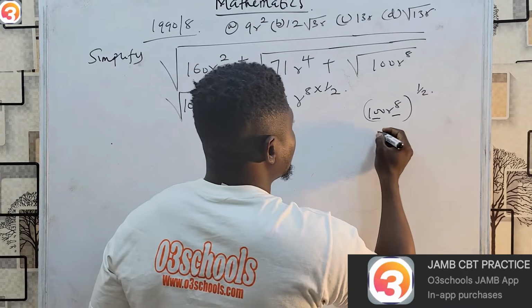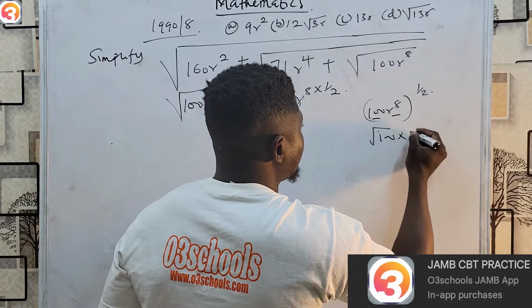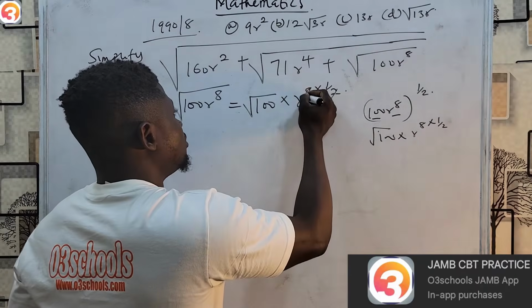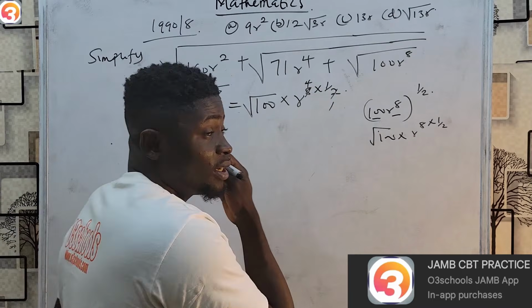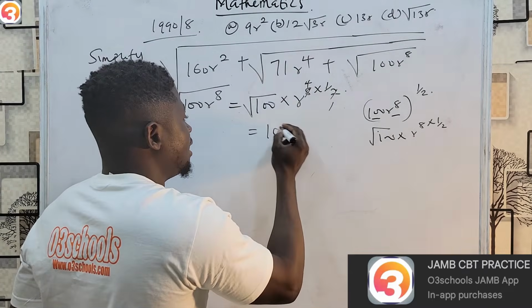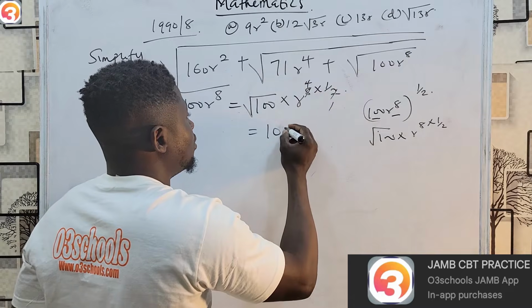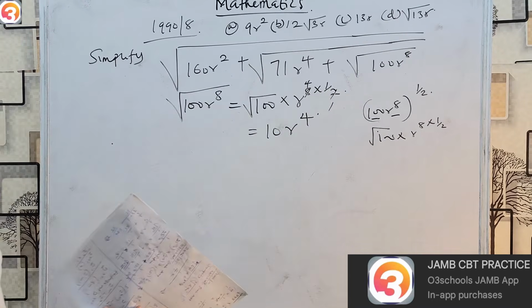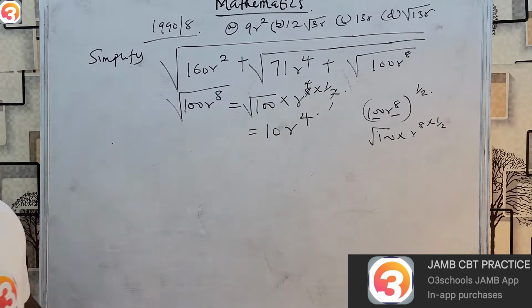So we're going to have square root of 100 times r raised to 8 times 1 over 2. 2 here, 1, 2 here will be 4. Square root of 100 is 10. We're going to have 10. What is left here? 4 times 1 is 4. 10 r raised to the power 4. So we have the first inner one. So the inner one has been dealt with.